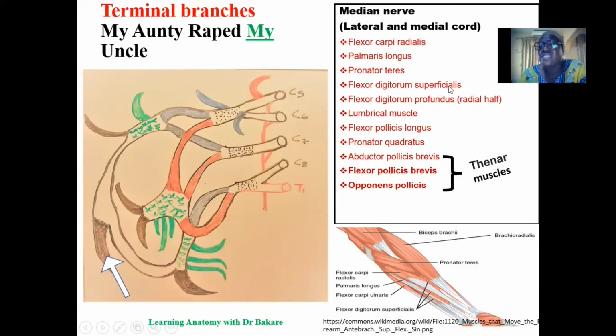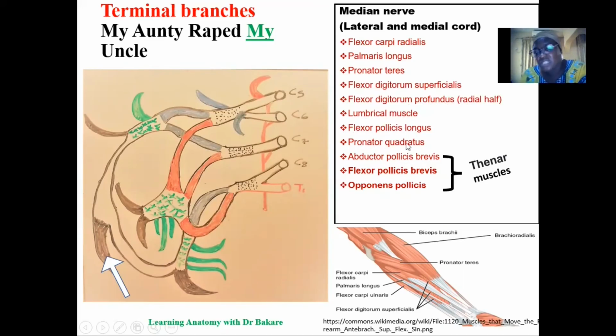Then we have the flexor digitorum superficialis, which helps to flex the digits. We have the flexor digitorum profundus, of which the radial half is supplied by the median nerve. The ulnar half of this muscle will be supplied by the ulnar nerve. Then we have the lumbrical muscles. These are the intrinsic muscles of the hand. Then we have the flexor pollicis longus, which helps to flex the thumb. We already said pollicis is thumb.